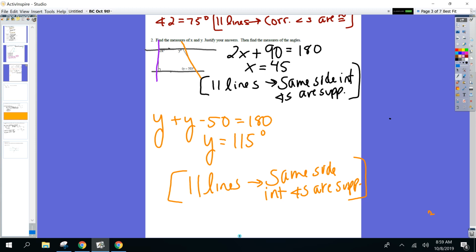Almost done. What do I still need to do according to the directions? I got X, I got Y, I justified everything. Find the measures now of each angle in there. So that's 90. The 2X will also be 90, and you can just write it in here. I didn't put any letters on it. Angle Y will be 115. And then finally, Y minus 50, 65.